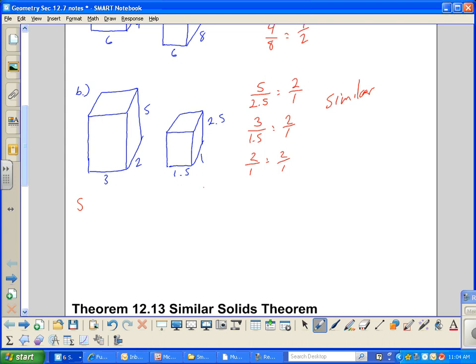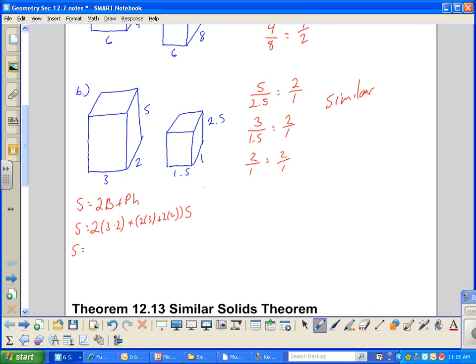And so for surface area, the formula is 2 times the area of the base plus the perimeter times the height. So for the big one there on the left, our surface area is going to be 2 times the area of the base, which would be 3 times 2, length times width, plus the perimeter, which would be 2 times the length plus 2 times the width, or 2 times 3 plus 2 times 2, and then times the height of 5.